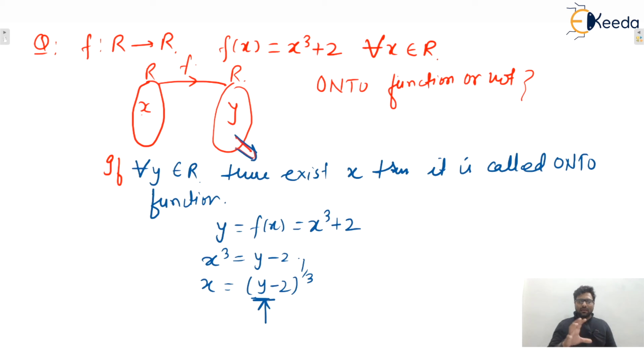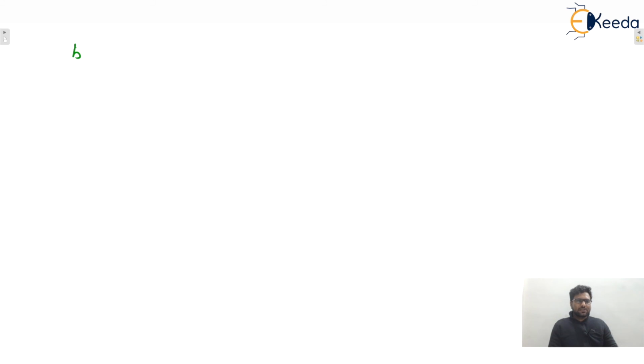So in this function, every element in set B is associated with one of the elements in set A. Or we can say no element inside set B has no pre-image. That's why this function is an onto function. If it is not onto, then that is an into function. So let us take one more example.